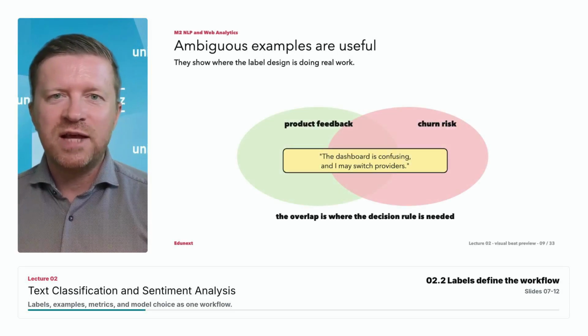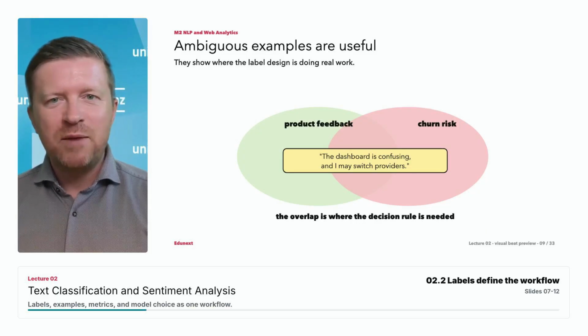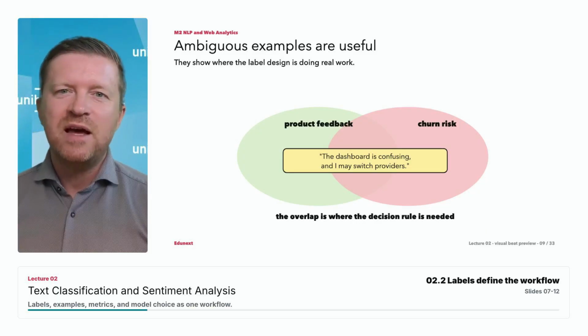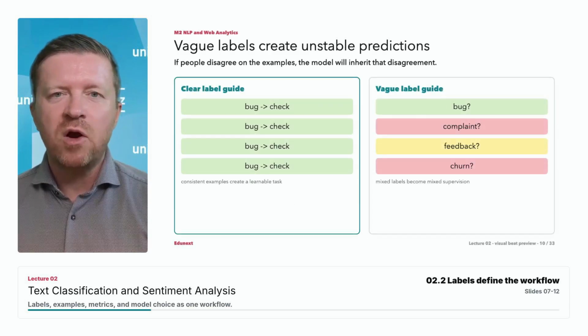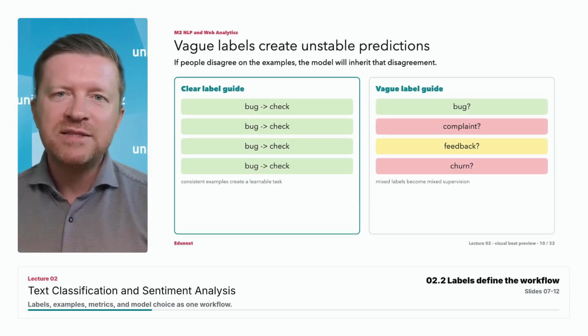This is why a good label guide matters. A label like bug report might mean something does not work as expected. A feature request might mean something should exist but does not yet exist. A complaint might mean the customer is expressing a negative experience.